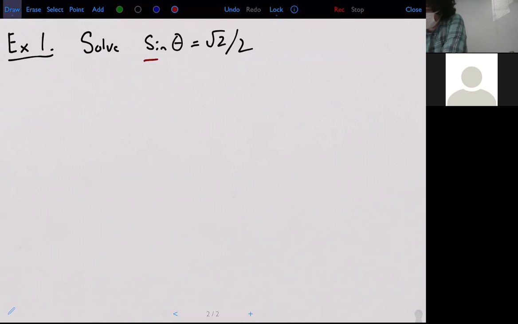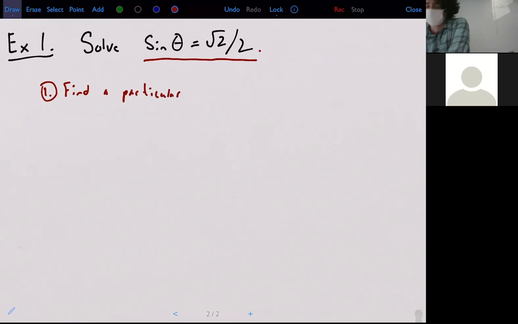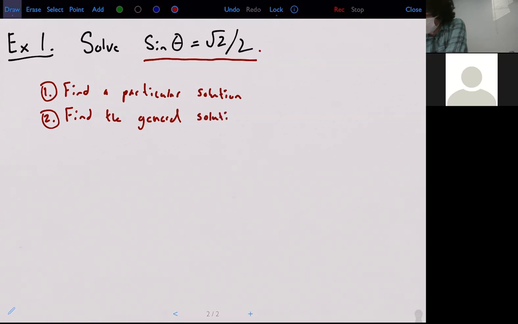Once we have a trig equation in the following form here, we need to do two things. Number 1, we're going to find a particular solution, which is just another way of saying find any solution. And then number 2, we're going to find the general solution. The general solution is going to come from taking your particular solution and adding some multiple of 2 pi to it. Or if it's tan, add a multiple of pi to it.